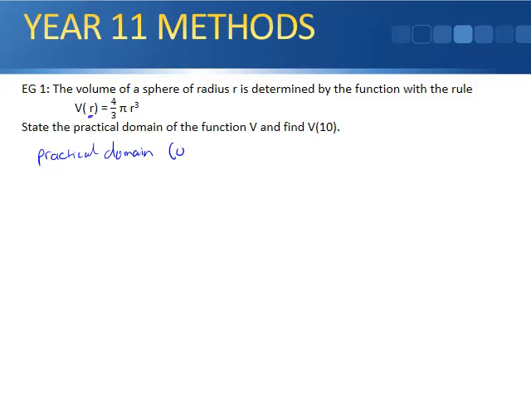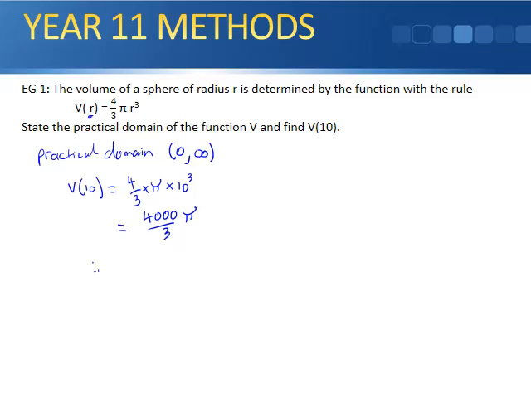Well, the practical domain means the domain that we could possibly have. Now, that means for r because r is the one that we're dealing with. Well, the smallest r value that we can have is 0. So we can't have anything smaller than 0 because how can we have a radius that's less than 0? So the practical domain is 0, and we won't include 0 because how can we have a volume when there's no radius? And the biggest radius that we can have is infinity. And again, we won't include that one because it continues.